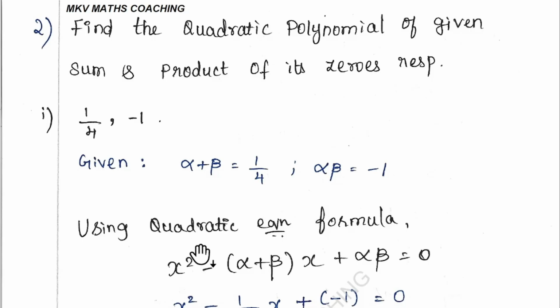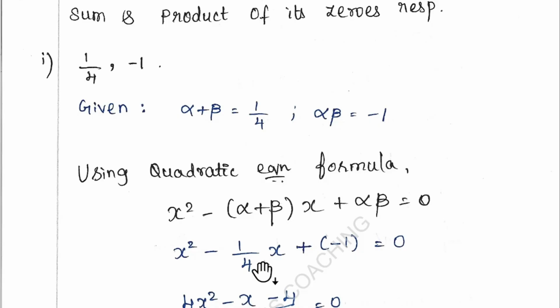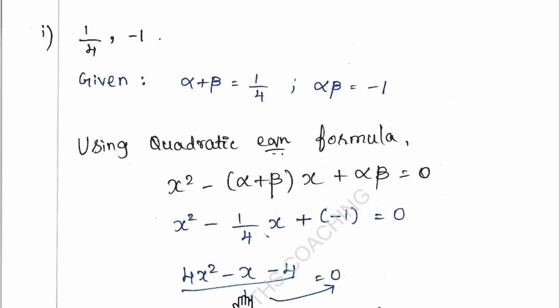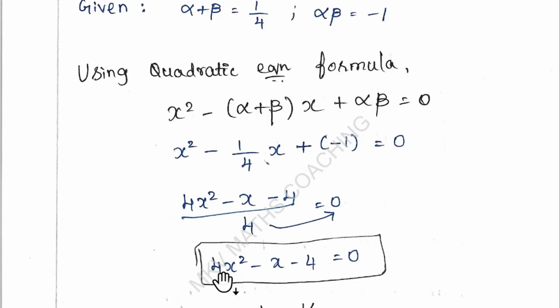So we know the formula, right? x square minus (alpha plus beta) x plus alpha beta. In this place, you just substitute the given values. x square minus alpha plus beta, which is 1 by 4, right? 1 by 4 of x, alpha beta is minus 1. Just take an LCM. 4 is the LCM, cross multiply it. 4x square minus x minus 4. Just send this 4 to here, and you'll be getting the quadratic equation.